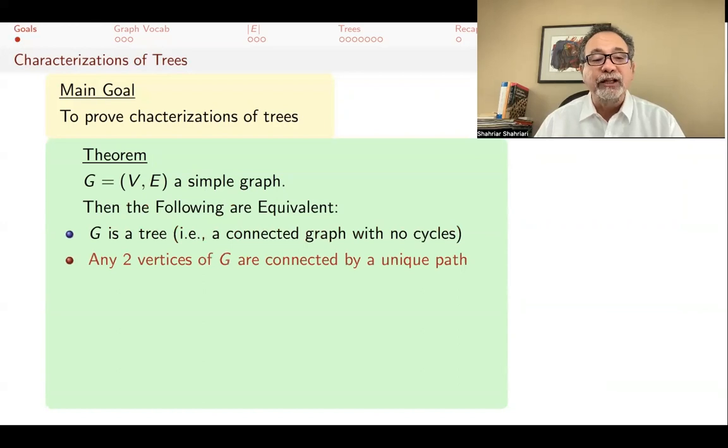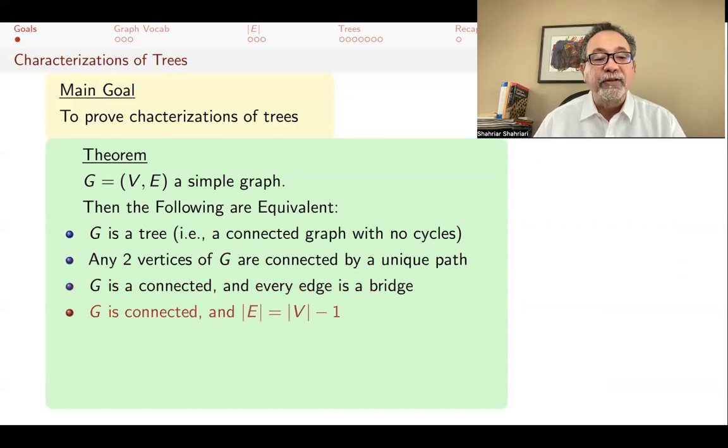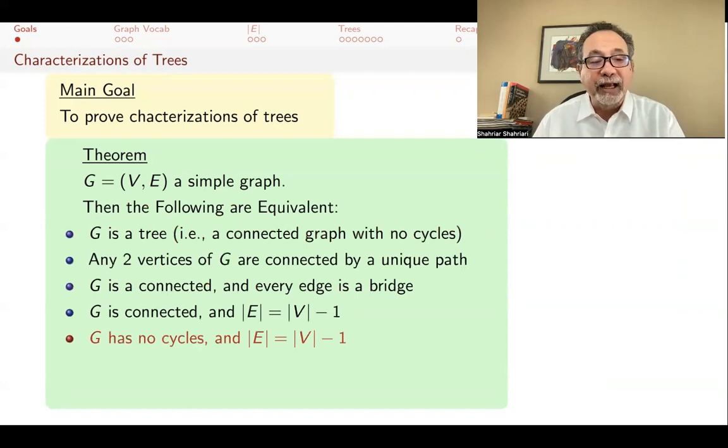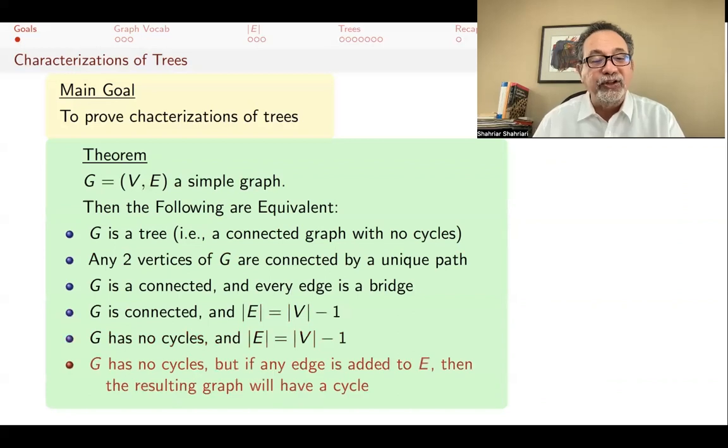The second one is that any two vertices of G are connected by a unique path. The third one is that G is connected and every edge is a bridge. The fourth one is G is connected and the number of edges is one less than the number of vertices. When you put an absolute value sign around a set, that means the size of that set. The next one is that G has no cycles and the number of edges is one less than the number of vertices. And the last one is G has no cycles, but if an edge is added to E, then the resulting graph will have a cycle.